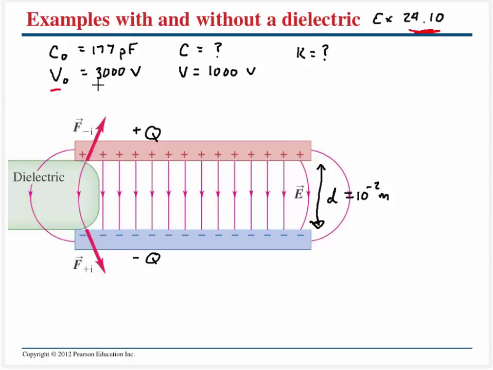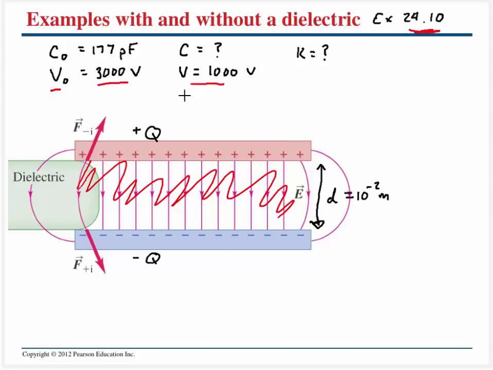It had some capacitance, and we measured a potential drop of 3,000 volts. We insert the dielectric, and we've discovered that the voltage has dropped to 1,000 volts. So what's the dielectric constant and what is the capacitance?